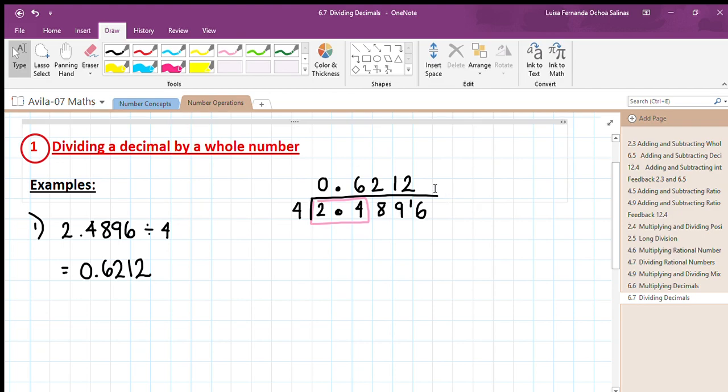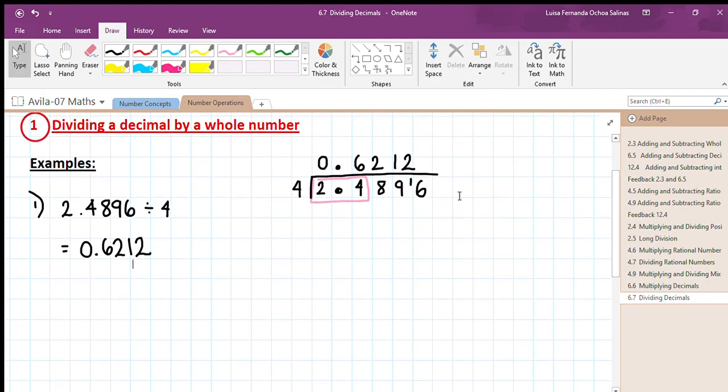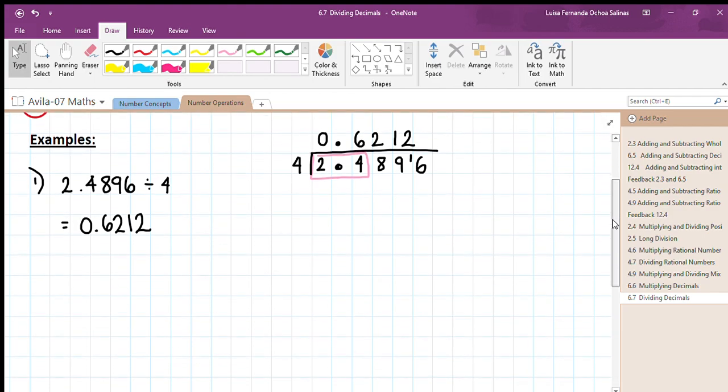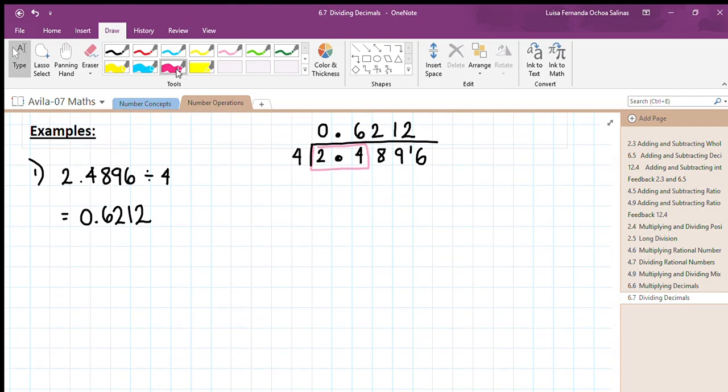Now, I need to make a clarification. In this particular case, I end up without a remainder. But what happens if I get to this last digit and I still haven't finished and I have a remainder? Then you have to add zeros until you finish your division and you don't have more remainders. So let's look at an example like that one.